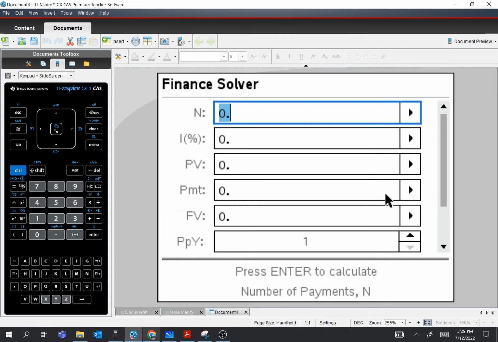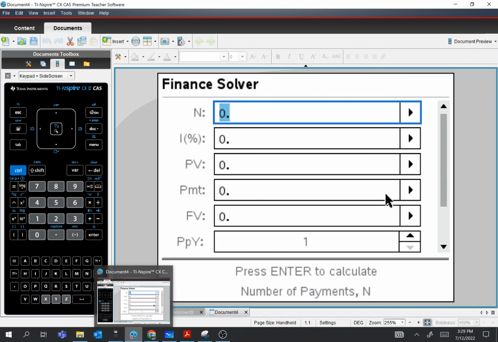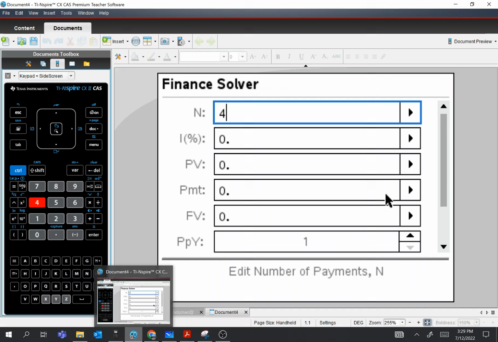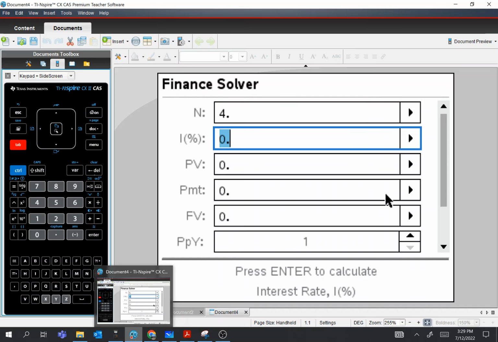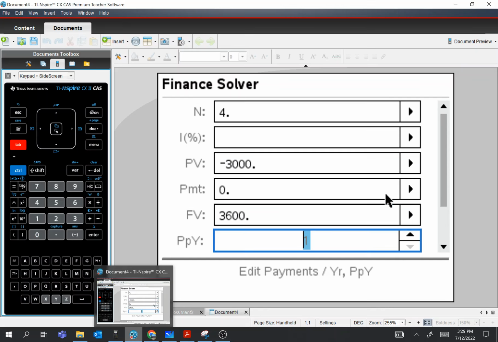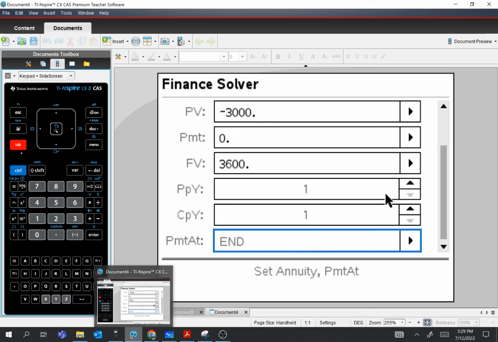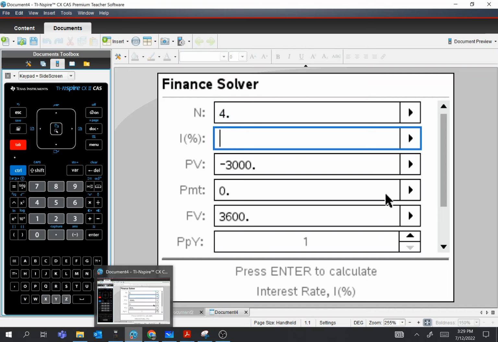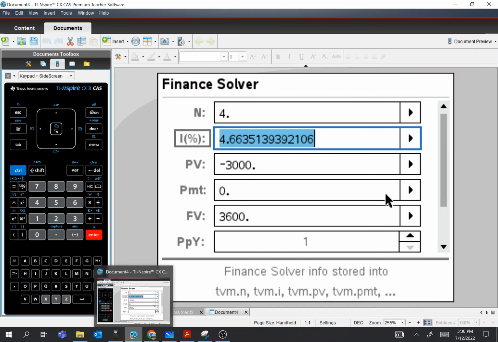So let's go ahead and put those inputs here. So 4 years. I'll leave this one blank because we're trying to find the I value. The present value is negative 3,000. And then the final value, 3,600. And those are all as is. We can leave those. So I'll go back around. I'll go down, tab to the percentage rate and push enter. And we're getting 4.66%.